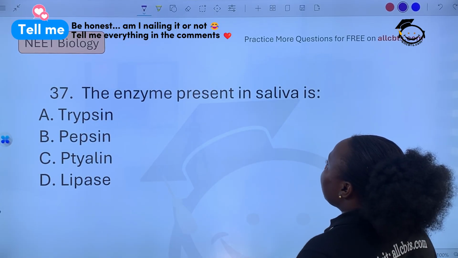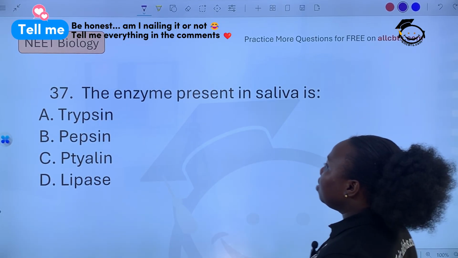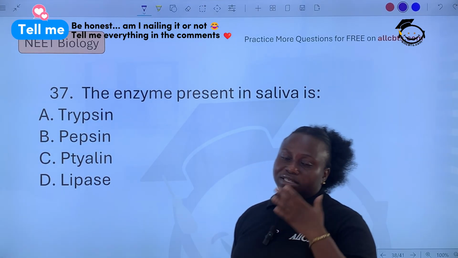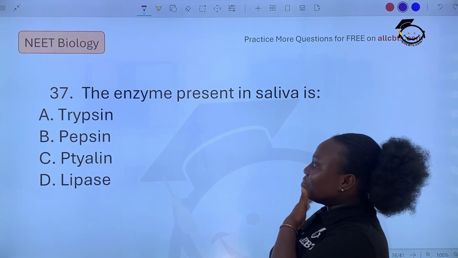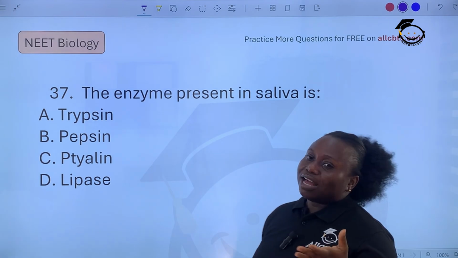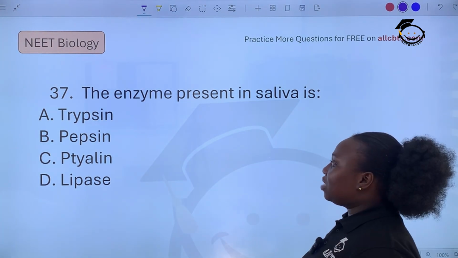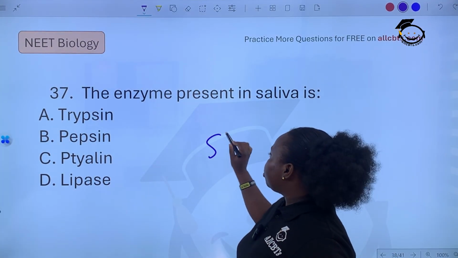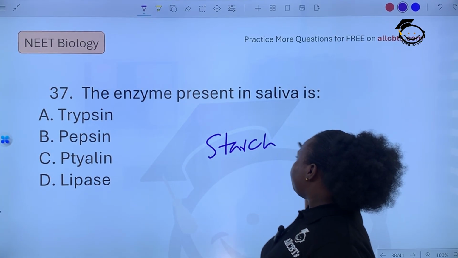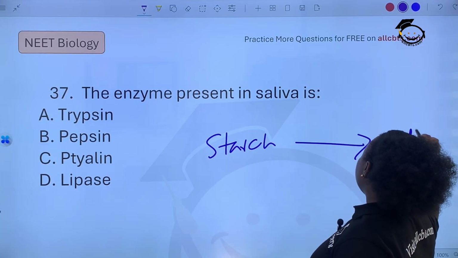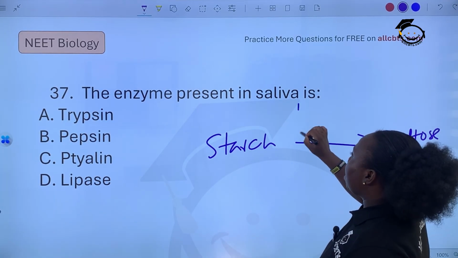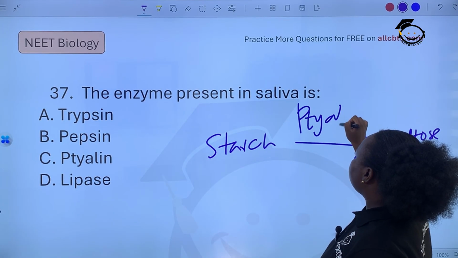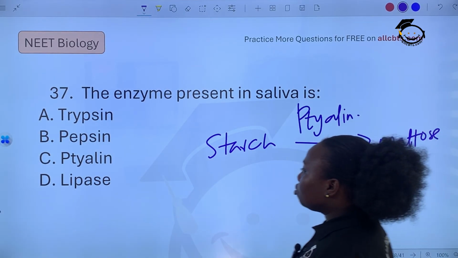Number 37, the enzyme present in the saliva is what? Now in the mouth, in the saliva, we have an enzyme that is used to digest, or we can say to convert, starch to maltose, and the name of this enzyme is ptyalin. Ptyalin. That's option C.